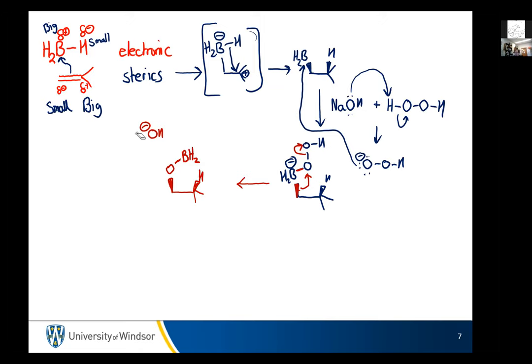Carbon likes oxygen more than boron. It's a much stronger bond. Oxygen-carbon bonds are strong. Oxygen-boron and carbon-boron bonds are weak. Very spooky. So we have this.